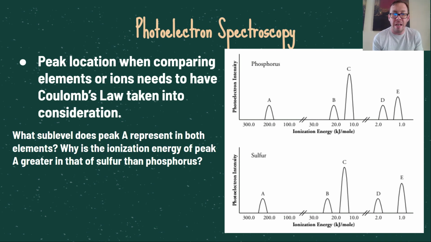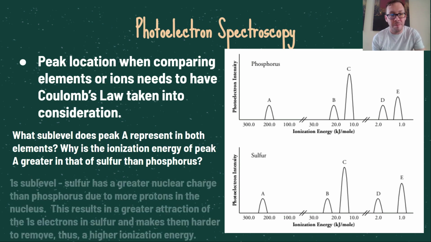Why is the ionization energy of peak A greater in sulfur than in phosphorus? Well, if we take a look at the periodic table, sulfur and phosphorus are on the same energy level. And so as a result, what I notice is that sulfur is further to the right in the period than phosphorus is. So sulfur has 1 more proton in its nucleus than phosphorus does. So the electrons in sulfur are going to experience greater attraction to the nucleus because there is a greater nuclear charge in the nucleus of sulfur than there is in phosphorus.